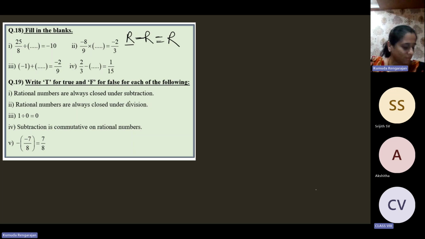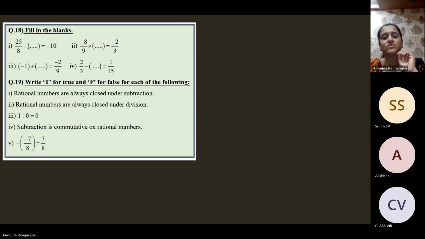True, ma'am. Rational number minus rational number is always rational. Rational numbers are closed under addition, subtraction, and multiplication, but not under division. And that too only for that exception. Division by 0 is not defined. Otherwise, rational numbers are closed under division also.